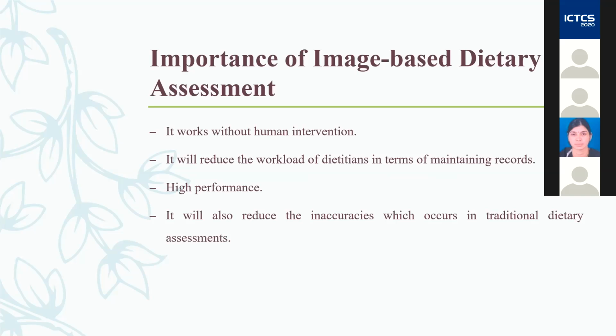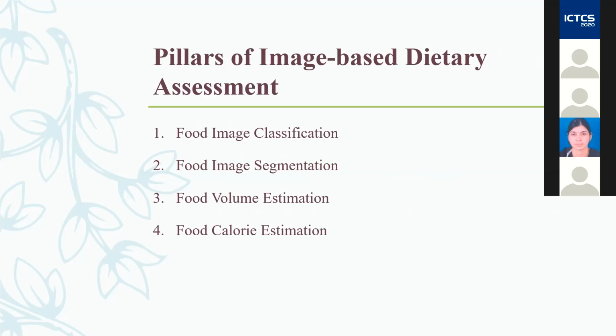So the performance is going to increase and the inaccuracies of entering the food intake record are going to reduce. Now, what are the different pillars of image-based dietary assessment? First, you need to identify the food image, then classify the food image, and segment the food image because there might be multiple food items on the same plate. Then estimate the food volume of that single element, find the collective volume of the other food items as well, and find the total calorific value of the dish itself.